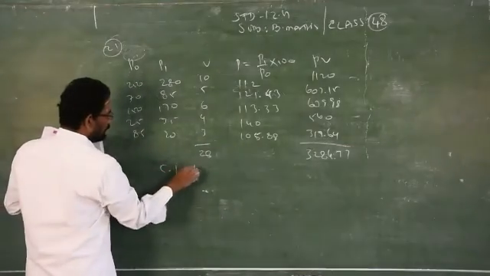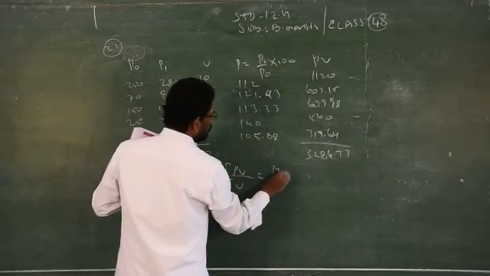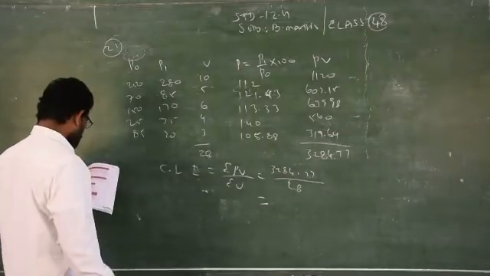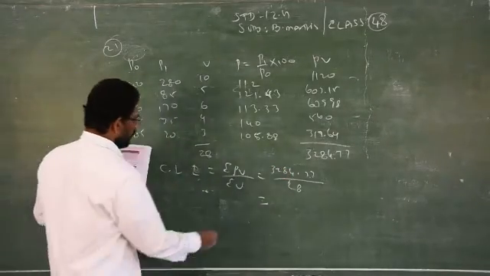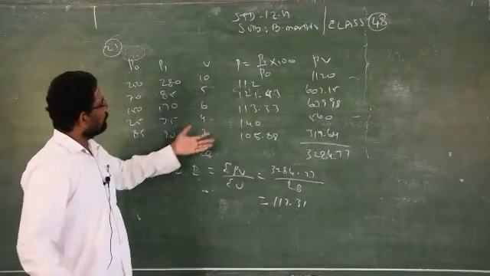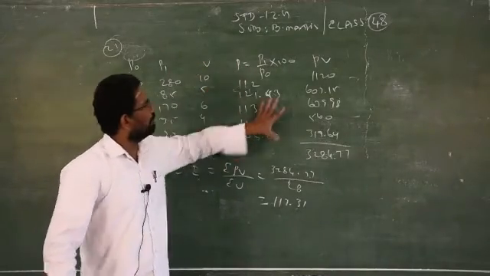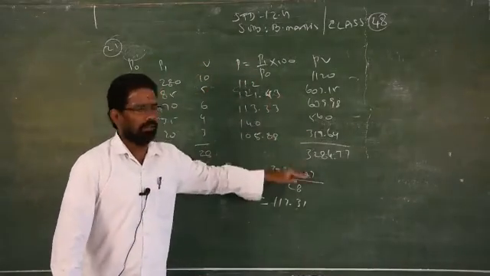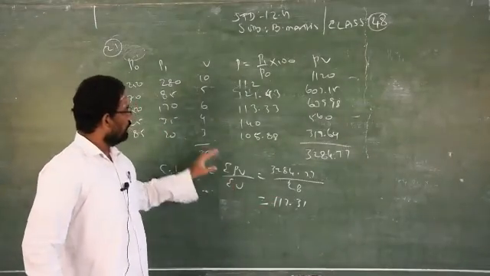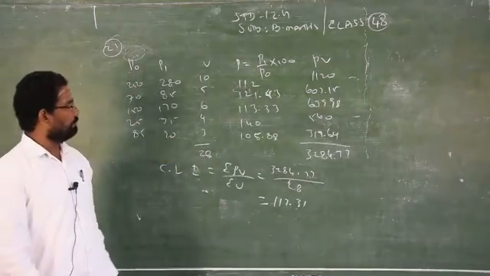Formula to find CLI is equal to summation PV by summation V, that is 3284.77 by 28. So divide, you will get the answer, that is 117.31. So do the calculations at home. I am writing directly the answer, but you have to work it out and check whether these column and last two columns are correct or wrong. Then you can apply that formula, summation PV by summation V. This is the common formula for the index number in the family budget method.